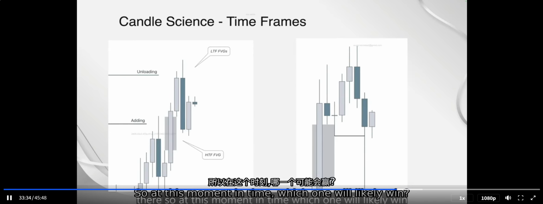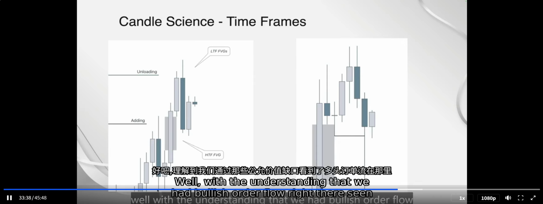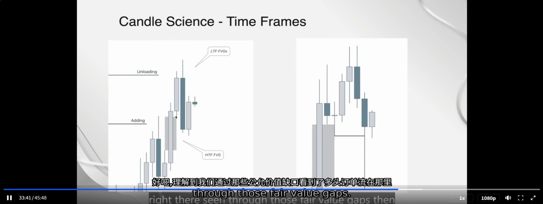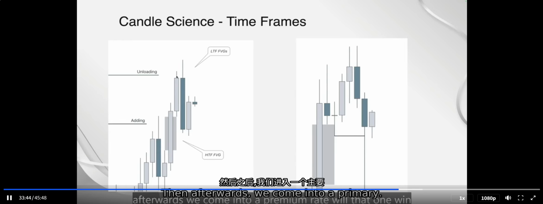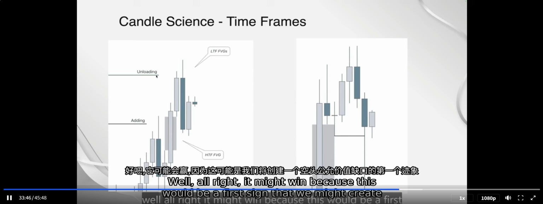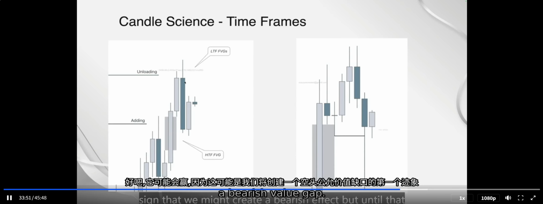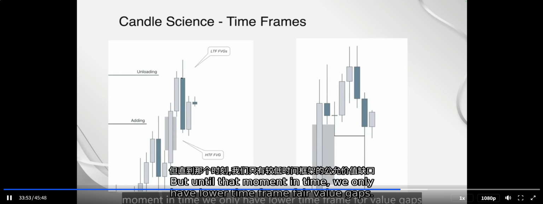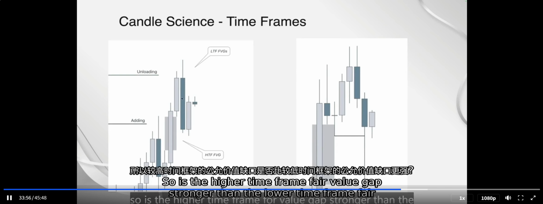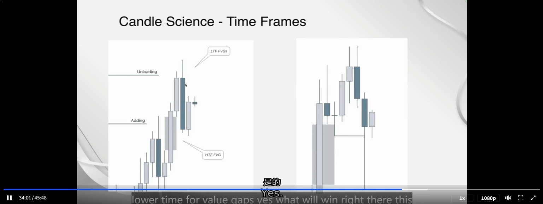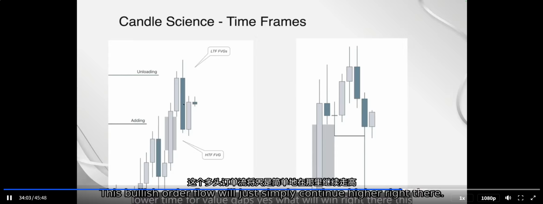So at this moment in time, which one will likely win? Well, with the understanding that we had bullish order flow right there, seen through those fair value gaps, afterwards we come into a premium array. Will that one win? Well, it might, because this would be a first sign that we might create a bearish fair value gap. But until that moment in time, we only have lower time frame fair value gaps. So is the higher time frame fair value gap stronger than the lower time frame fair value gaps? Yes. So what will win right there? This bullish order flow will simply continue higher.